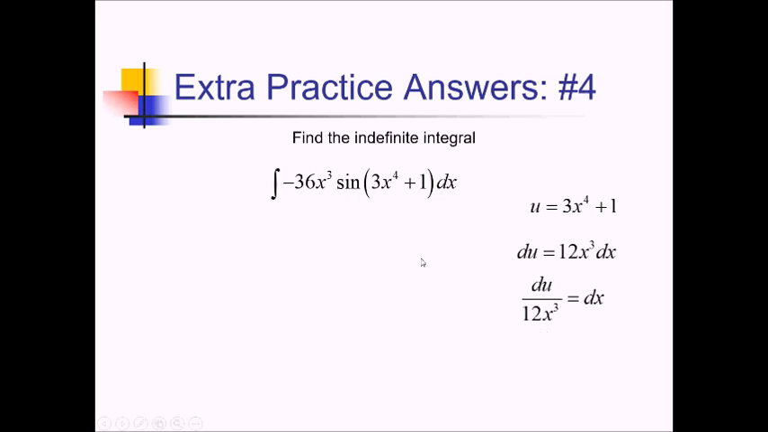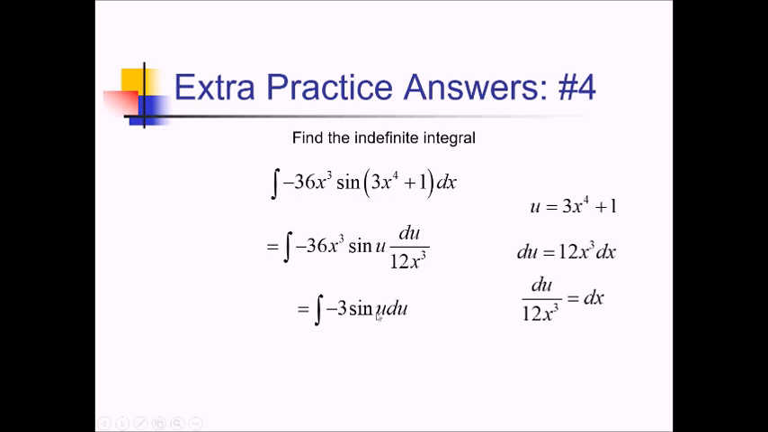Substituting all that back in, we have negative 36x cubed times the sine of u. And then instead of dx, we have du over 12x cubed. The x cubes are going to cancel. Negative 36 over 12 is negative 3, so we have negative 3 sine of u du.